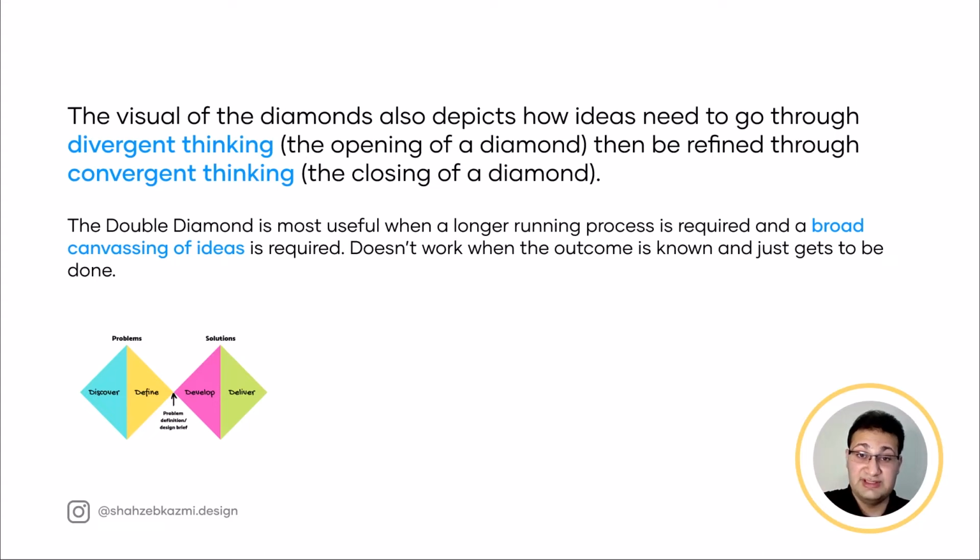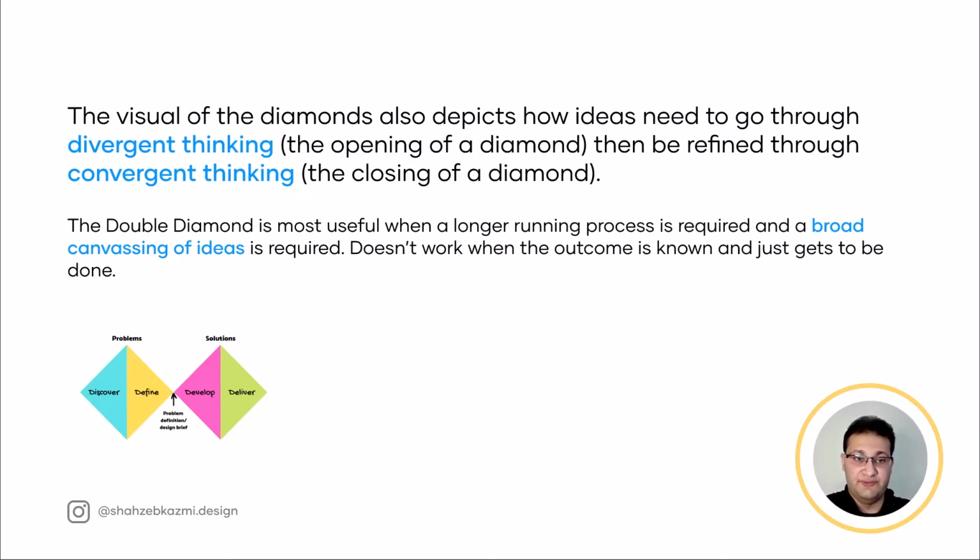The visual of the diamonds in this process also depicts how ideas need to go through divergent thinking first. That's the opening of a diamond. These are the phases of discovery and development, because you are gaining insights and expanding the problem to better understand it. Then they need to be refined through convergent thinking. That's the closing of the diamond. That is the define stage, because you are taking all those insights and converging into a problem.